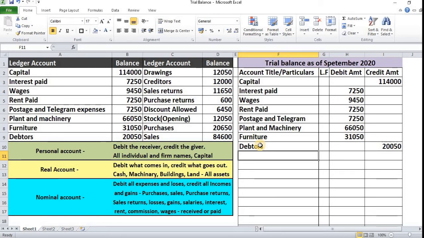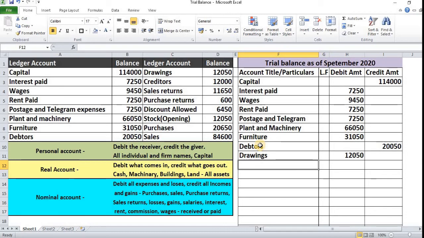Our next account is drawings. Drawings are expenses. So all expenses come under nominal account. As per nominal account rule, we have to debit all expenses. So we will mention drawings in the particulars column and 12,050 in the debit column.